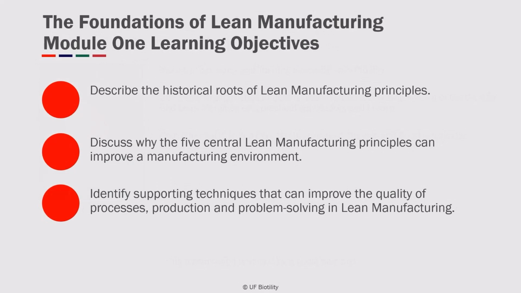The Foundations of Lean Manufacturing, Module 1 Learning Objectives. Describe the historical roots of lean manufacturing principles. Discuss why the 5 central lean manufacturing principles can improve a manufacturing environment. Identify supporting techniques that can improve the quality of processes, production, and problem solving in lean manufacturing.